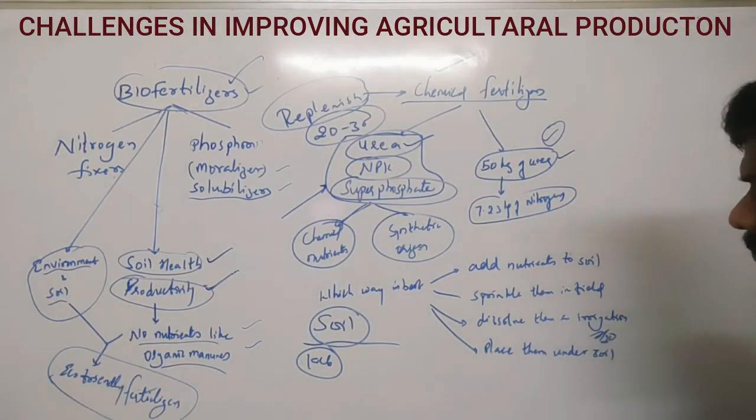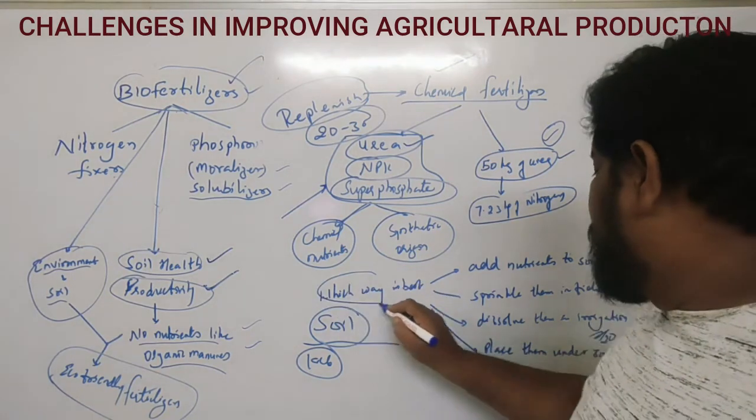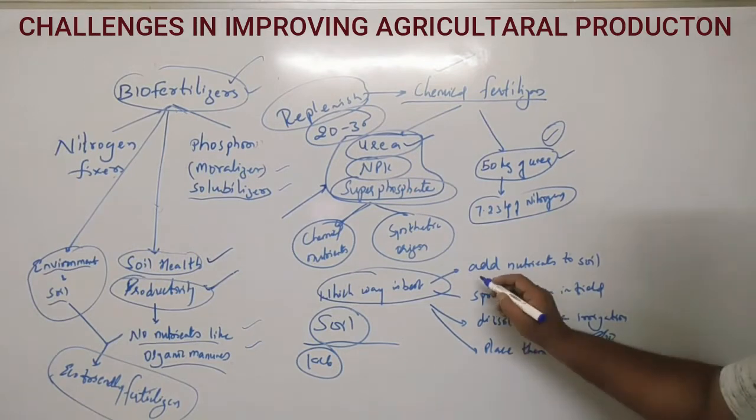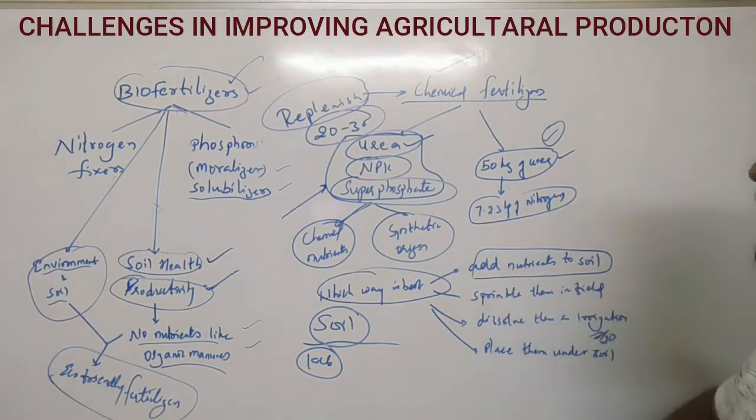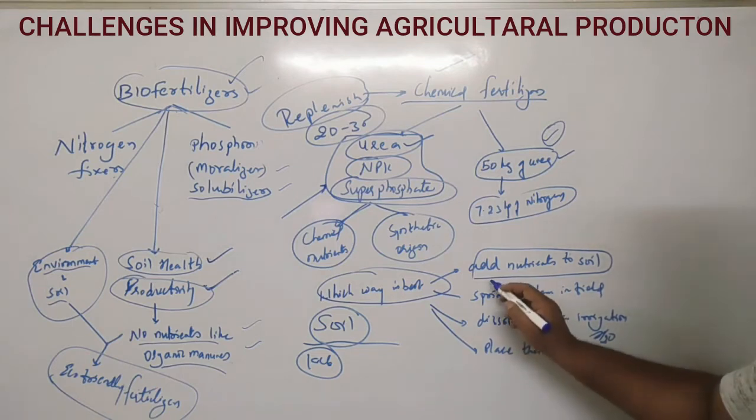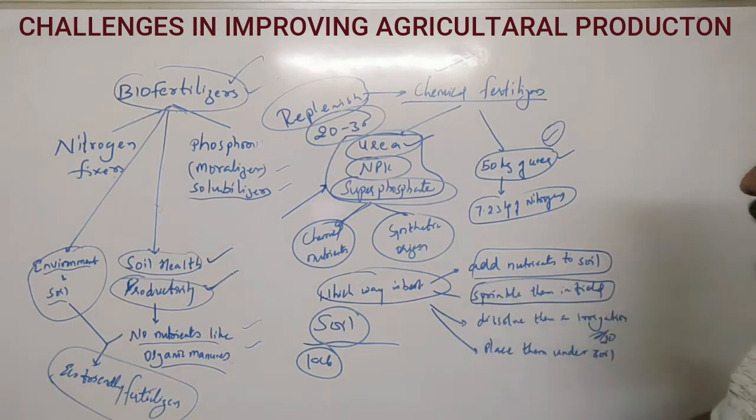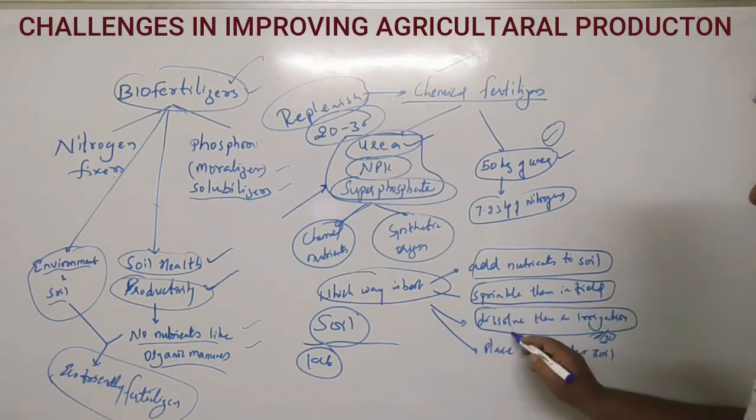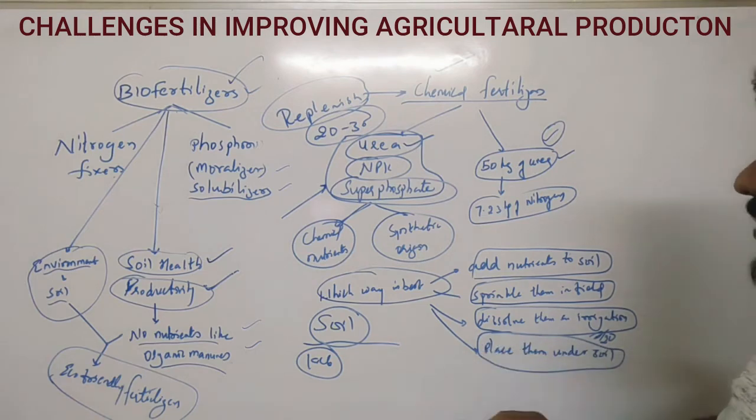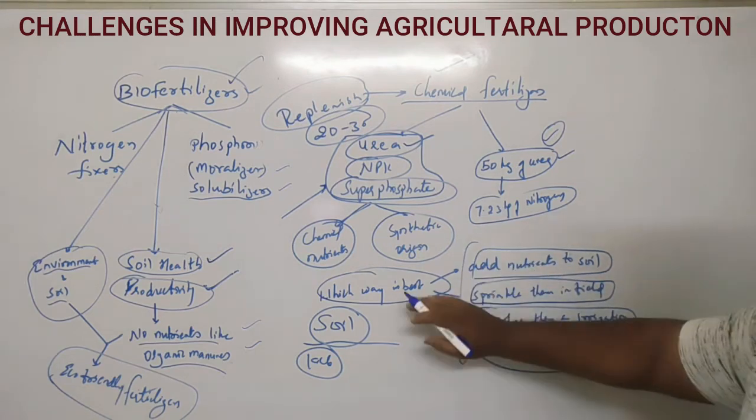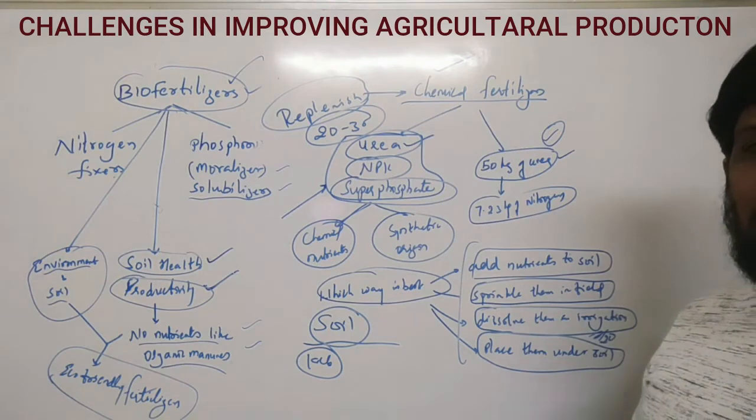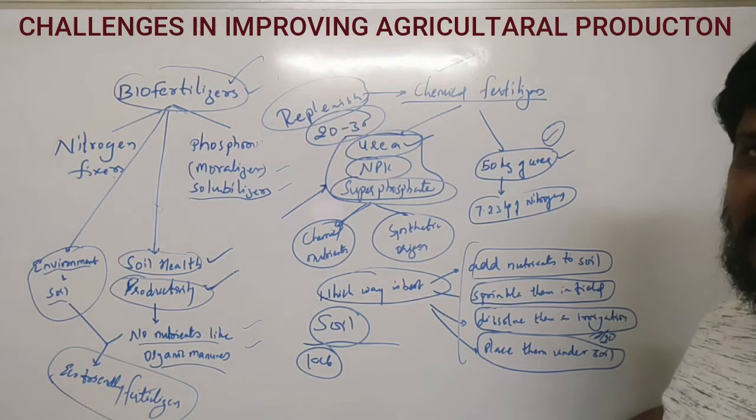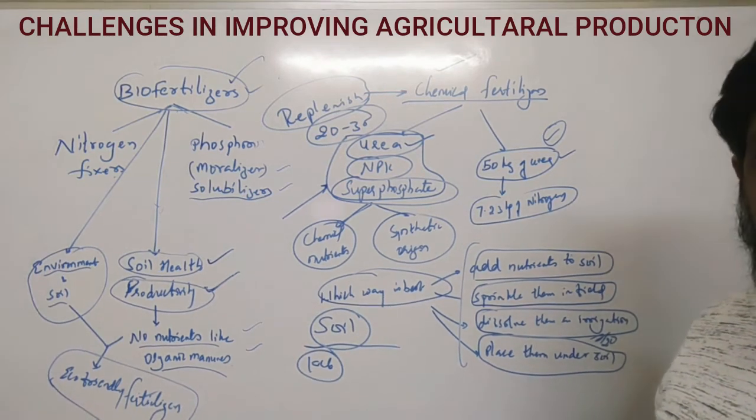So which way is the best? I have given four ways here for adding nutrients to the soil. Is adding them to the soil the best way? Or sprinkling them in the field? Or dissolving them in the irrigation water? Or placing them under the soil? These are all the different ways of adding nutrients to the soil. Which of them is very easy and also very useful to the plant? That is what we are going to see in tomorrow's unit.